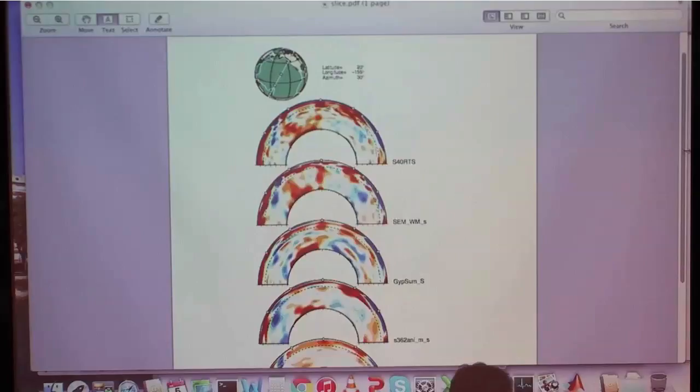So if you run that routine, you should have gotten a PDF file, which is called slice.pdf. Okay, if you get JPEG, then use JPEG, if you can open a JPEG. Yeah, you get a JPEG and a PDF. Okay, I get PDF.